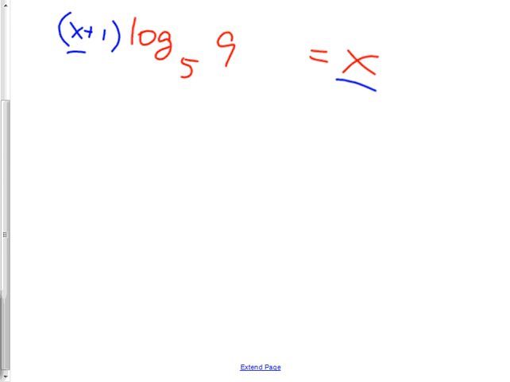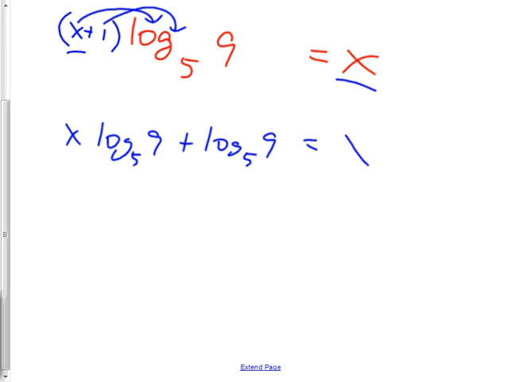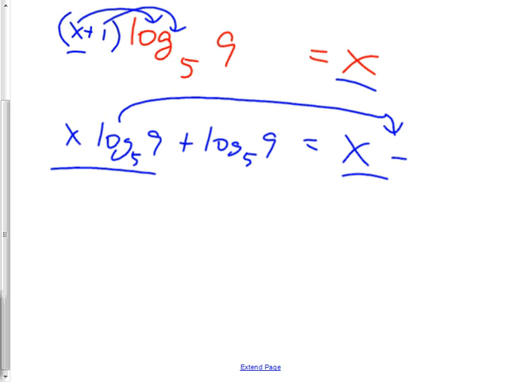So your first thing you do is multiply it all out. I'm distributing it. So it's going to be x log base 5 of 9 plus log base 5 of 9 equals x. Now I've got x's on both sides still, but at least this one's kind of freed up to move because I need to get them both on the same side as each other. So now I'm going to bring this guy over to the other side, and so I'm subtracting x log base 5 of 9 from both sides.